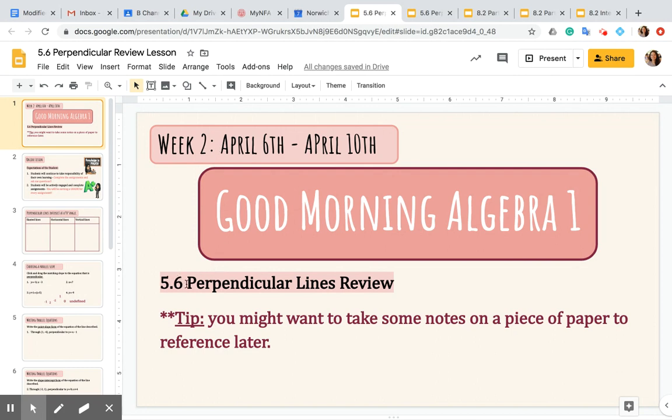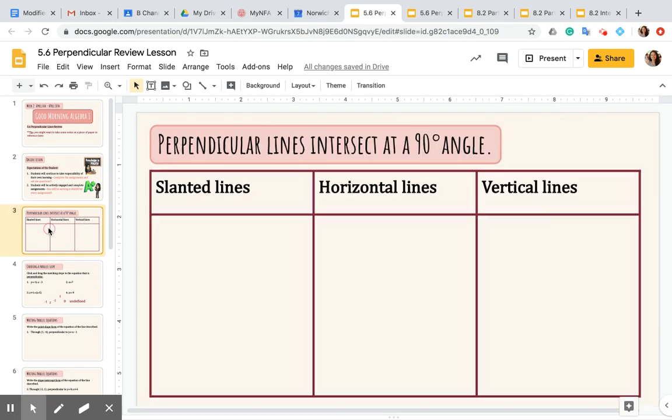We're just going to continue with section 5.6. And again, this is still review. We were covering section 5.6 before we left school, so I'm going to try and do a review of what we had covered while we were in class.